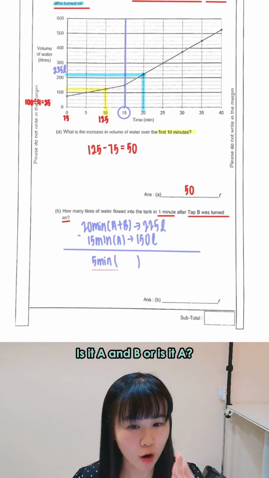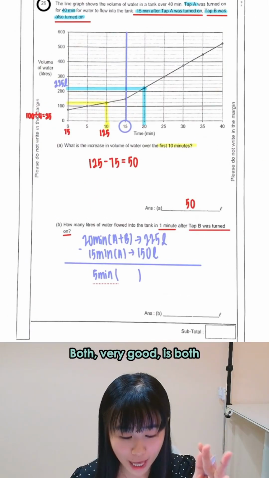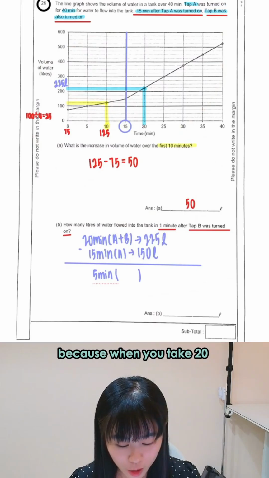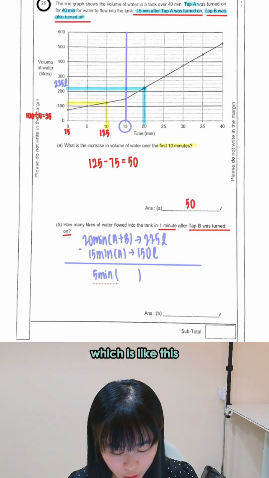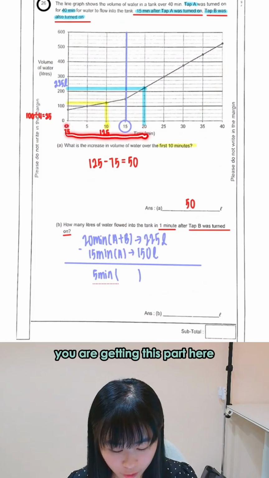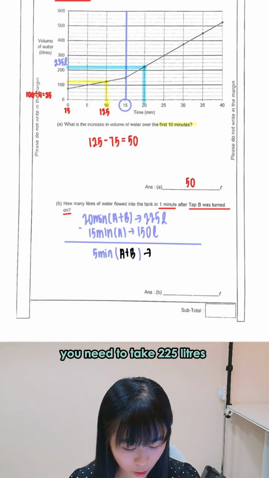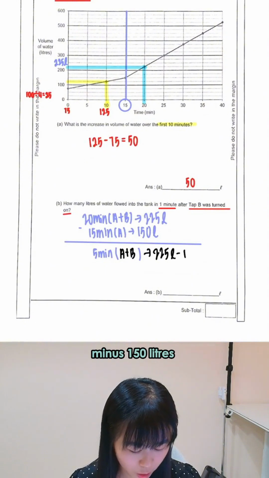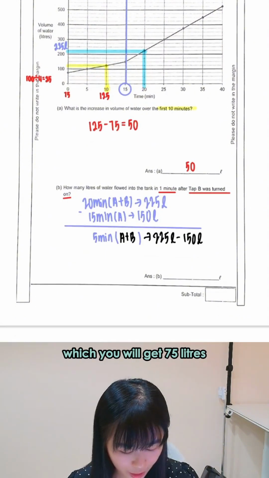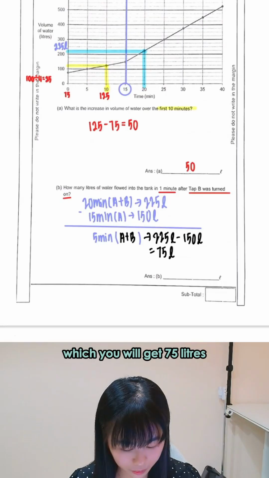Is it A and B or is it A? Both. Very good, it's both, not just B alone, because when you take 20, which is like this, you minus away 15, you're getting this part here. And this part here is where A and B are being turned on. You need to take 225 liters minus 150 liters, which you will get 75 liters.